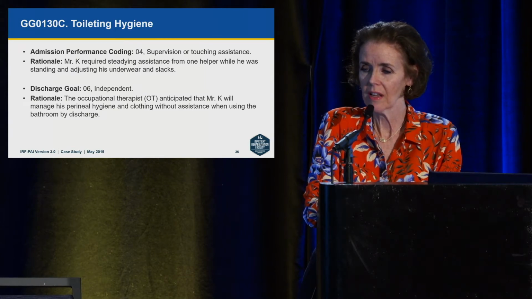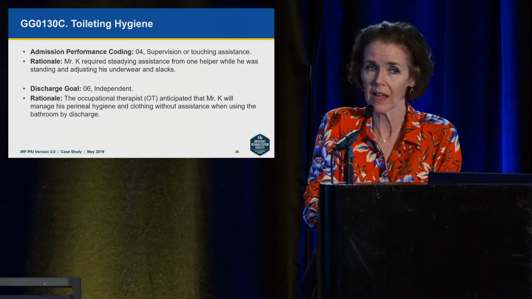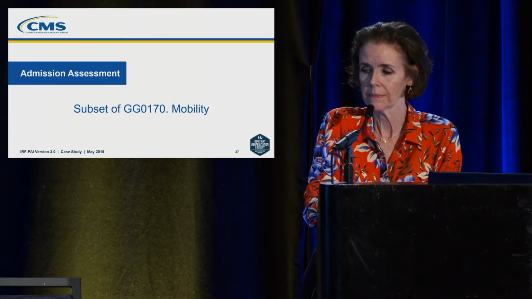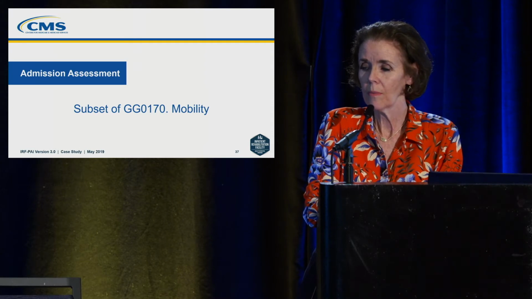And here's the rationale. Steadying assistance from one helper while standing and adjusting his underwear and slacks was required. And again, the OT is confident she's going to get him independent. So the subset of GG0170 mobility.